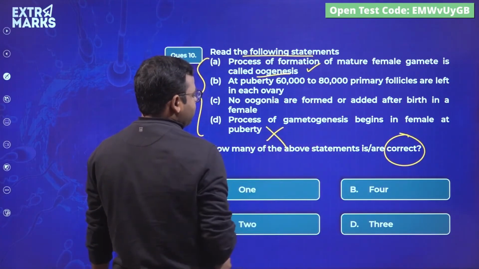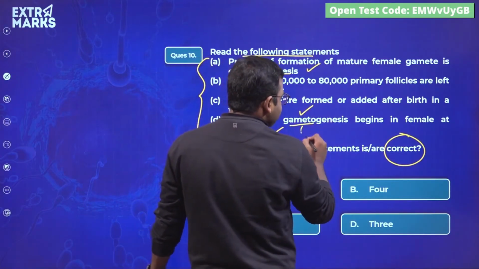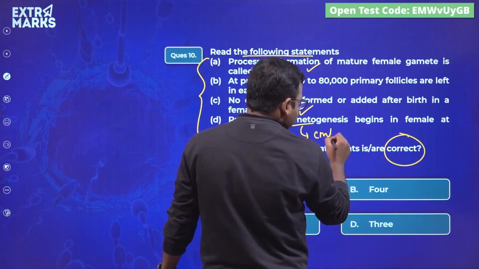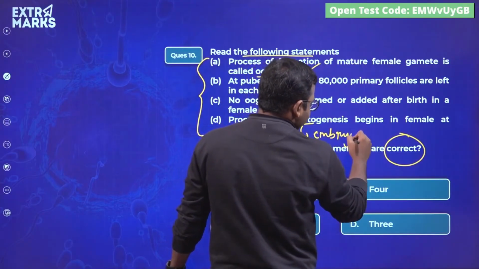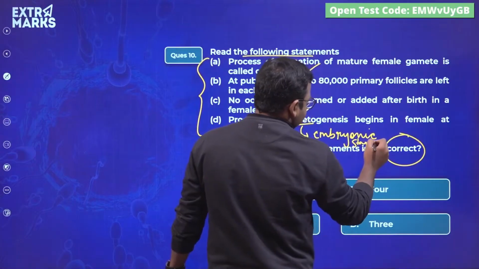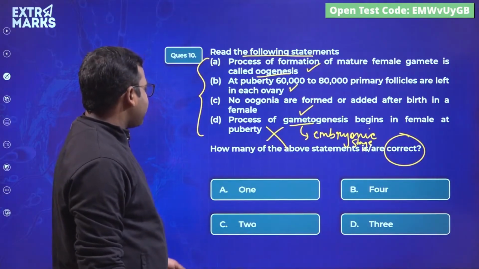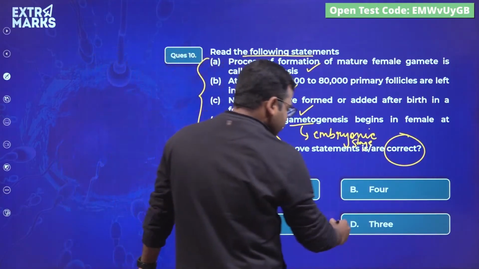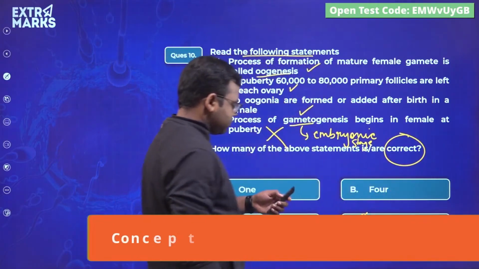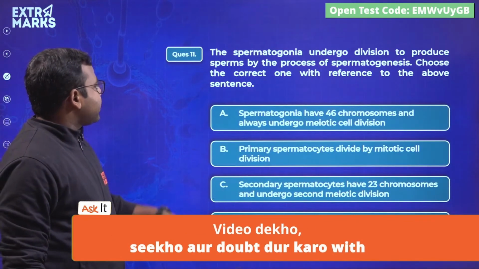This is absolutely wrong. In case of female, the process of gamete formation starts in the embryonic stage itself. So this is wrong, and all of these are correct. So how many statements are correct? 1, 2 and 3. So you have to go with 3 statements. Right? Moving ahead, okay, this is the next question.